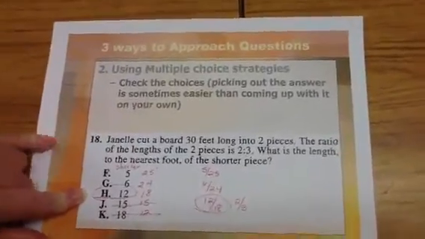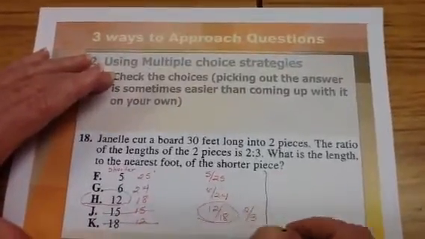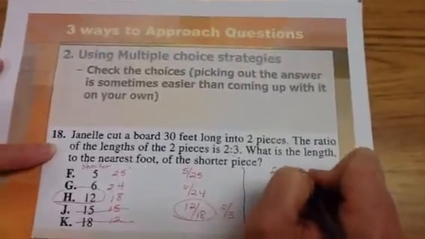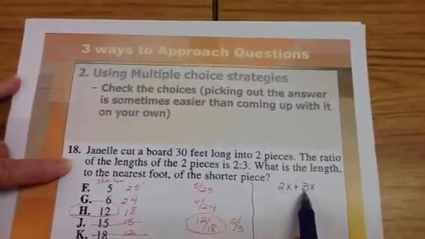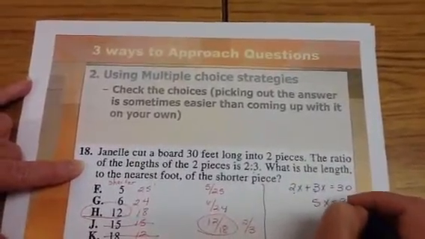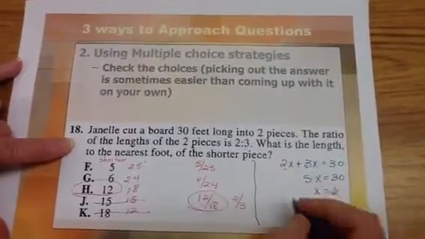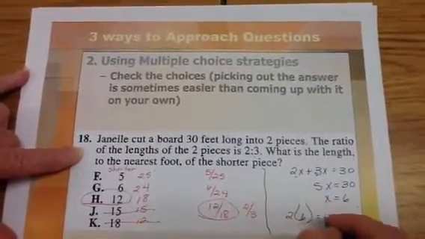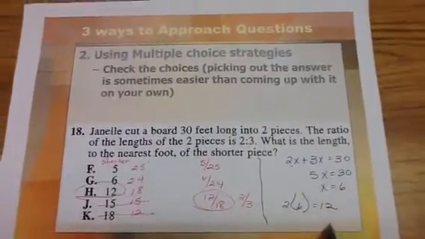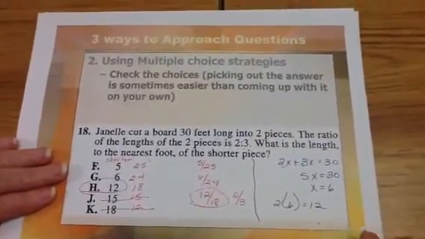Now I have to say, mathematically, I can't go on without working this problem. If you've got the math skills, in my head, ratios of 2 to 3 is 2x to 3x. And if I add those two together, it has to give me 30 feet. 5x equals 30. Divide by 5, I get x equals 6. So my shorter piece would be 2 times 6, which is 12. I prefer this method, but I had that in my head. If you didn't have it in your head, you could work the same problem without algebra. Use that strategy.